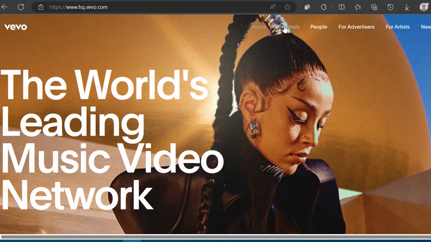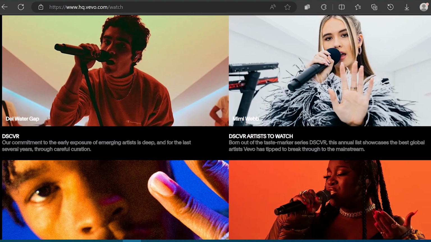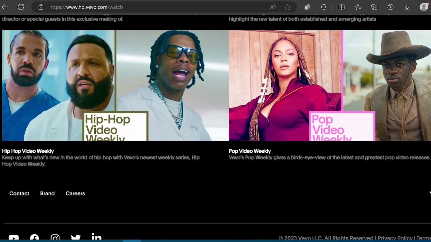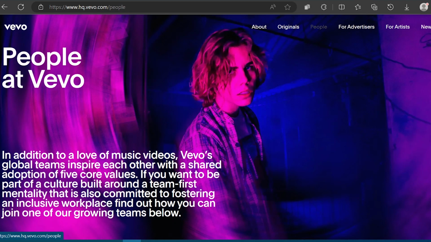VEVO provides artists with potential monetization revenue for their music videos. Through advertising and partnership, VEVO generates revenue from video views and shares a portion of that revenue with artists and rights holders.